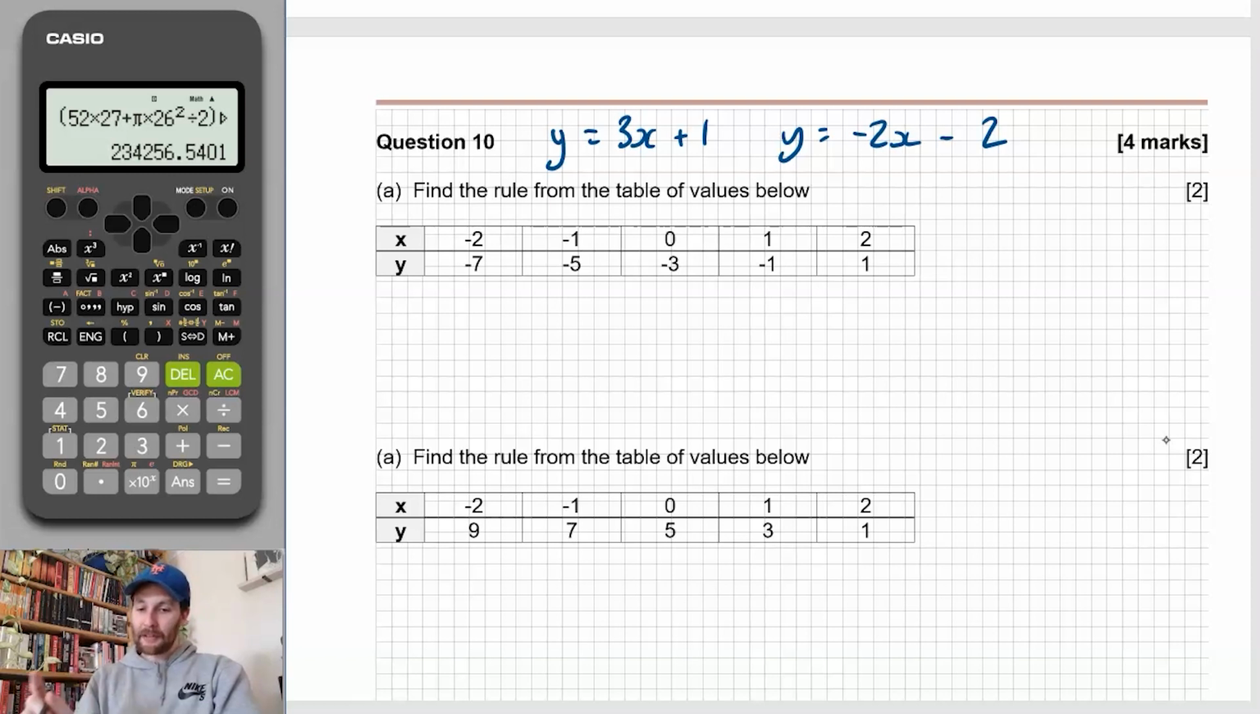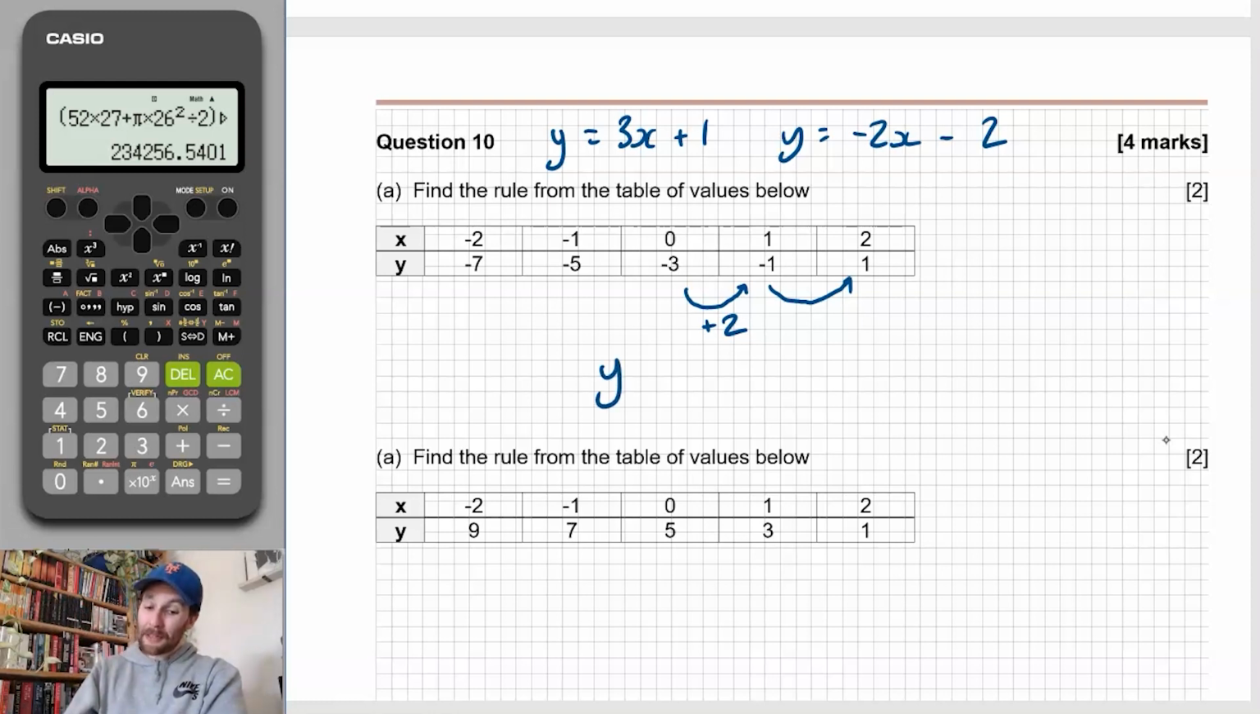There's a couple of things that we need to figure out. The easiest way to do it is probably to have a look at what our change is. Let's look at this one. We're going from negative 3 up to negative 1, so it's increasing by 2. Then let's go up another one. It's increased by 2 again. If we went in the other direction, negative 7 increases to negative 5, 2. Negative 5 increases to negative 3, 2. So we know that for every 1x that we go up, y is increasing by 2.